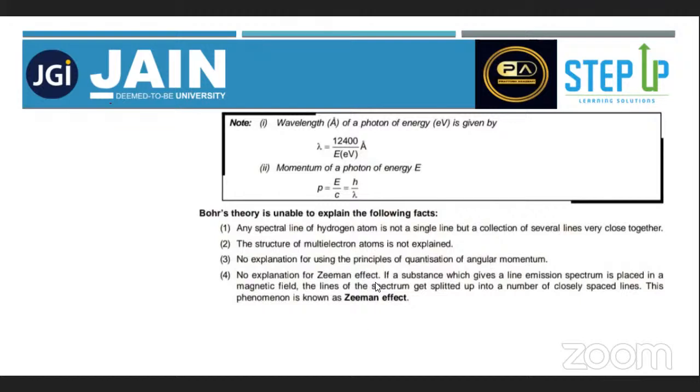We could not explain the Zeeman effect, and the Stark effect also it could not explain. Zeeman effect talks about magnetic field and Stark effect talks about electric field. So this all was not explained. Drawbacks and all cannot be asked in depth, though they can ask you which of these could not be explained by Bohr.